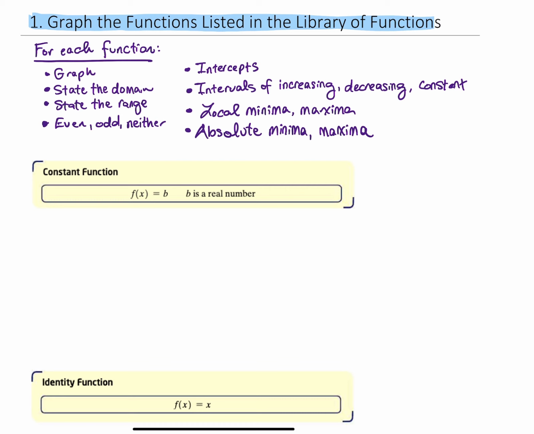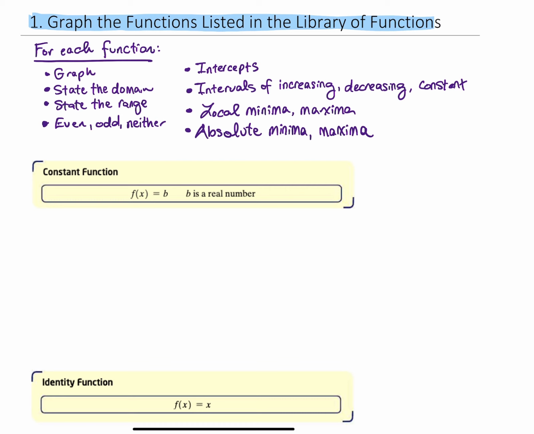Now, minima and maxima. Well, we can say it's kind of both at the same time. Any point we could call the minima or maxima. So this one's a little bit vague since it's always the same point. So it'll apply more to some of our other functions. So that's the constant function. Our f of x is just equal to some constant value.